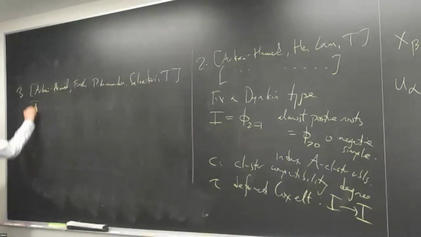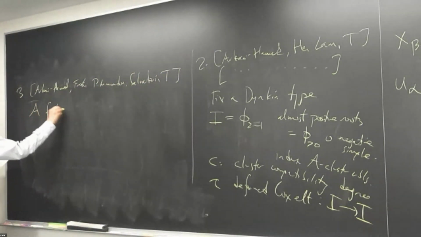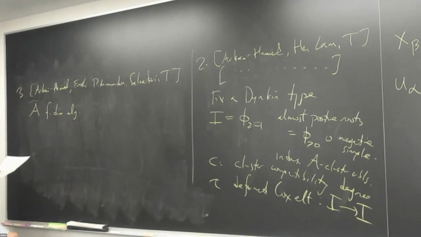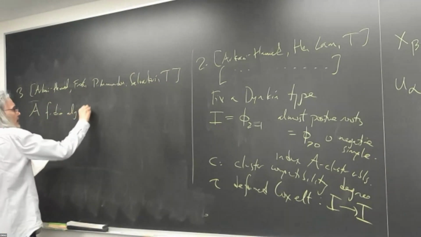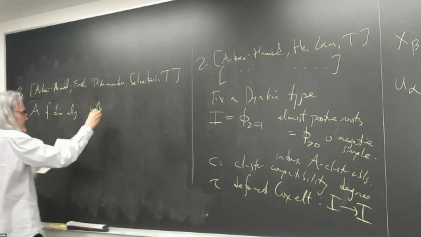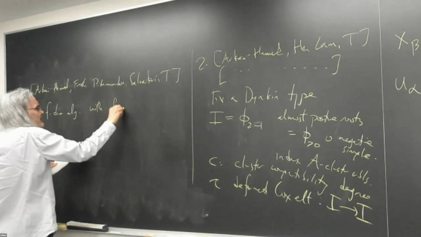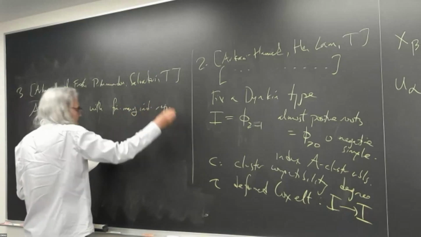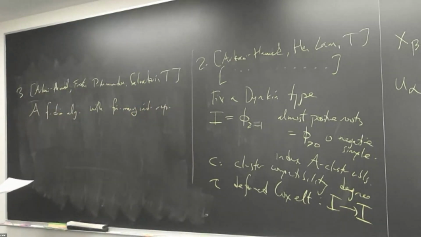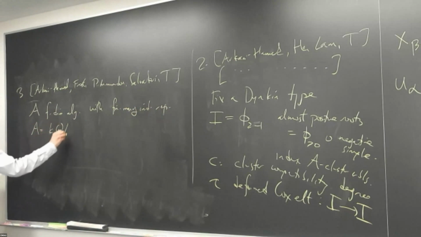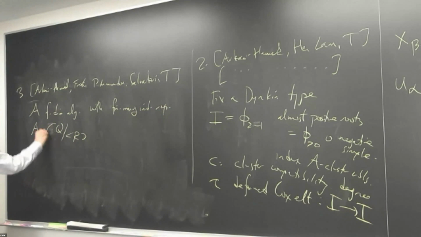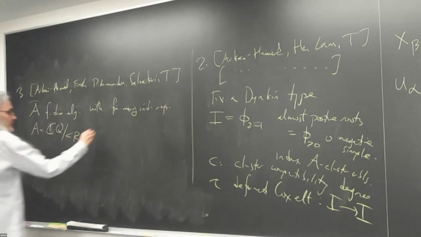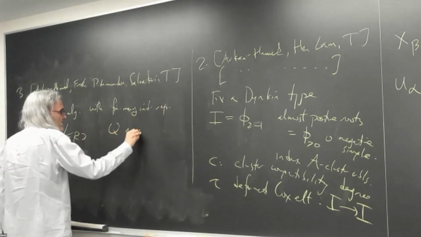So a finite dimensional algebra, and for now, at least, I'm going to assume it has only finitely many indecomposable representations. I'll say a little bit more about what that actually means here. So I'm going to think of A, in fact, as something of this form. So Q is a quiver. That just means a directed graph.